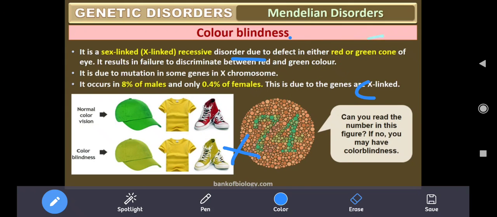A normal person can identify all the green, yellow and red colors, whereas color blind people will see green as a pale green, and pale yellow, and the red will be in a pale green or fluorescent color, so they cannot recognize the colors. Here they have given one more puzzle. Can you read the number in this picture? If not, then you may have color blindness. It is 74, is it not?